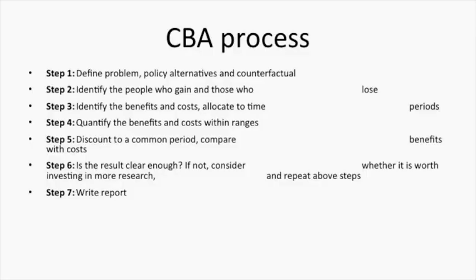So I think of practical cost-benefit analysis as consisting of 7 steps. The first step is identifying the problem or the opportunity, identifying possible solutions, and the counterfactual. I think of the counterfactual as being what would happen if the particular proposal didn't go ahead, if you did nothing, or the do minimum situation. The second step is identifying the winners and losers.